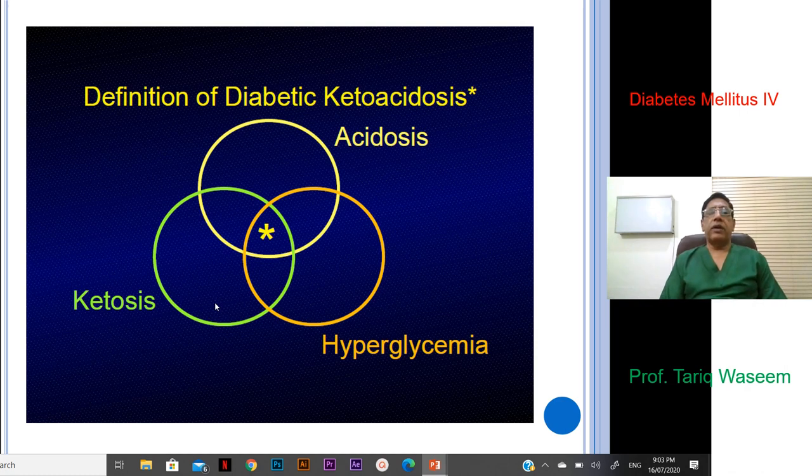We take one by one. How do you define diabetic ketoacidosis? The word itself is explanatory, that there are three components. There is diabetes, there is ketosis, there is acidosis.